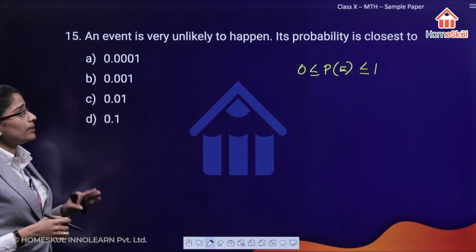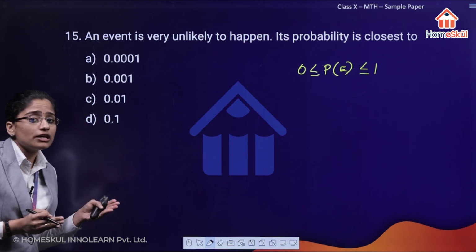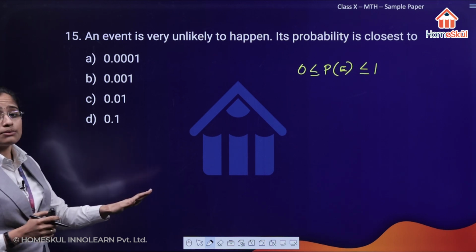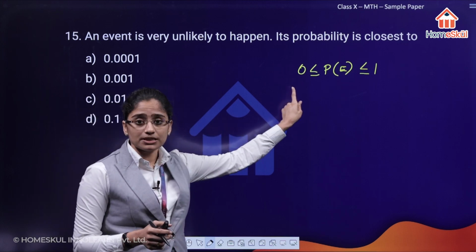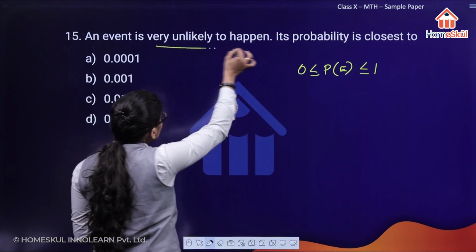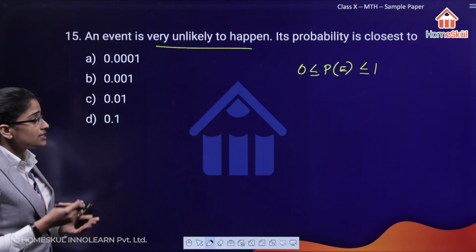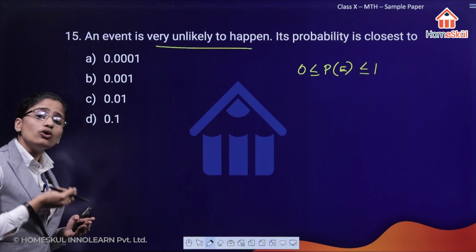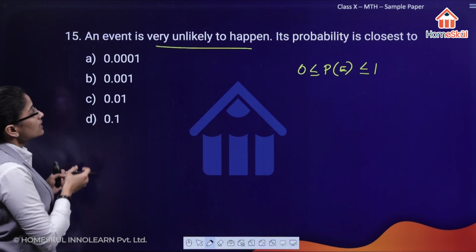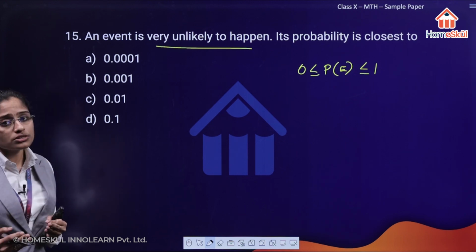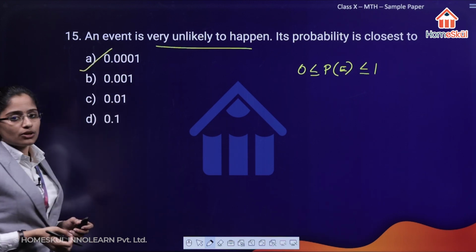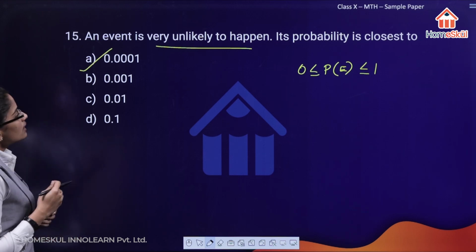Very unlikely to happen means it is very close to the impossible event, isn't it? Impossible event means the probability of that event will be 0. So we need to find the value which is closer to 0 among the given options. It is option A. Okay, that's the logic. Clear? Next question.